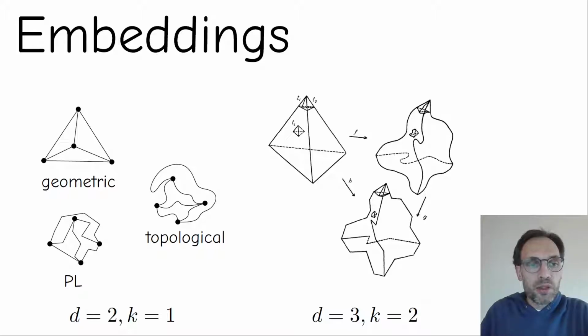And PL embedding: each edge is represented as a set of segments, and a triangle you can subdivide into smaller triangles. On the left, you see examples in the plane where we have one-dimensional simplicial complexes. And here on the right, we have 2-dimensional simplicial complexes in 3 dimensions. So we have triangles, and this is a topological simplex, and this is a piecewise linear PL simplex.